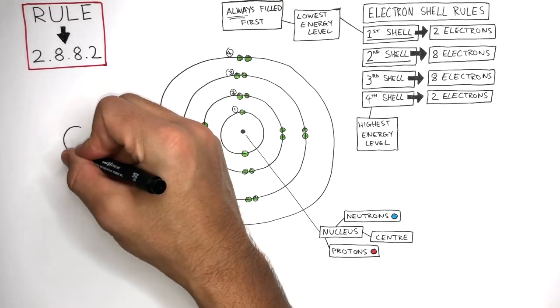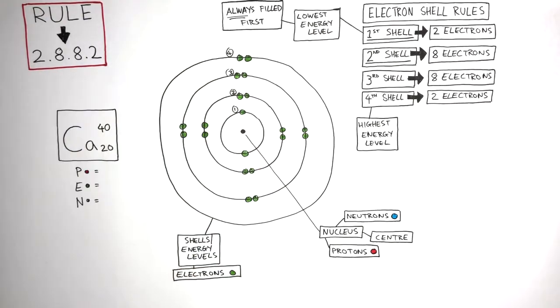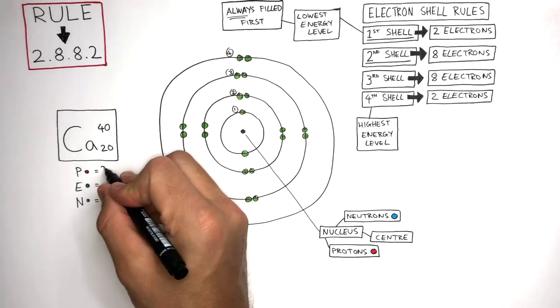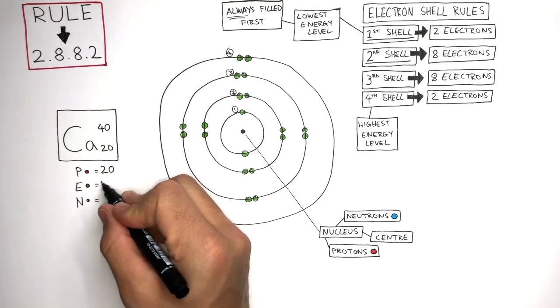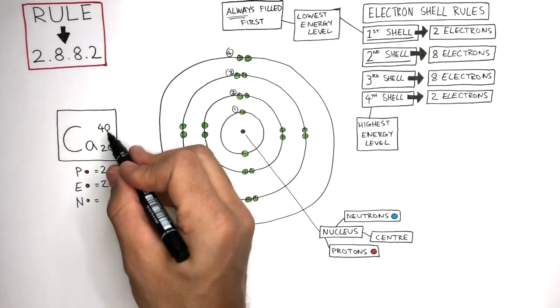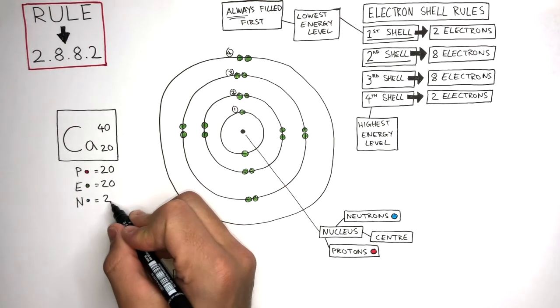In this example, we've actually drawn the electronic configuration for calcium. Using the PEN technique, where P stands for protons, E stands for electrons, and N stands for neutrons, you can see the atomic number of calcium is 20, therefore there are 20 protons in the nucleus. This means there are also 20 electrons, and the mass number is 40 and the atomic number is 20, therefore 40 take away 20 equals 20 neutrons.